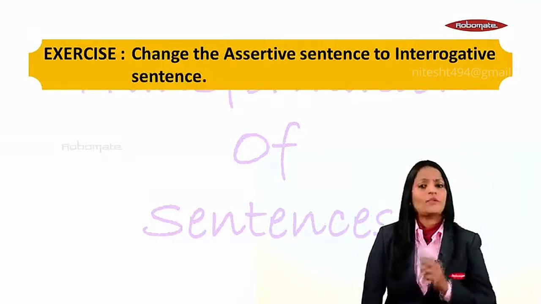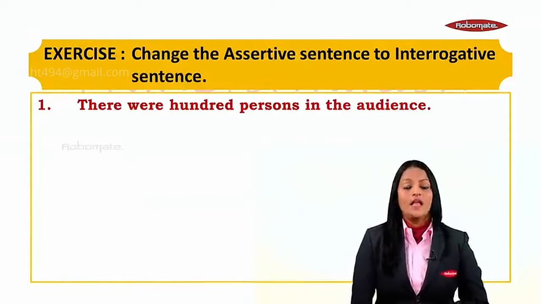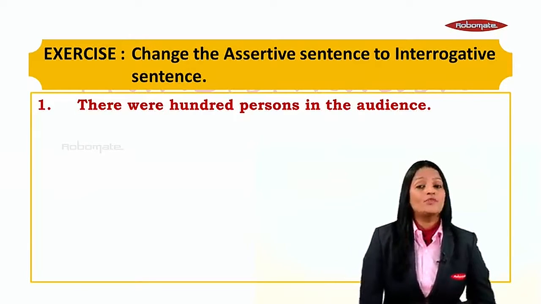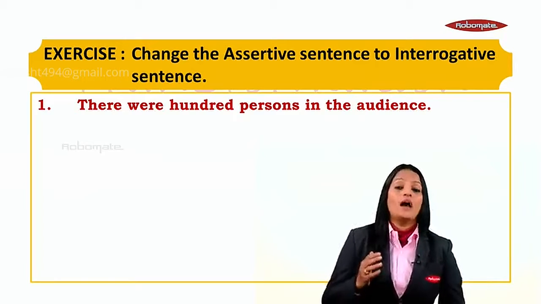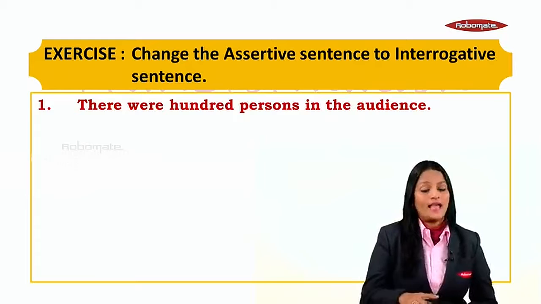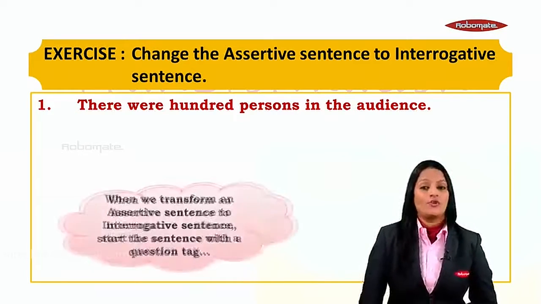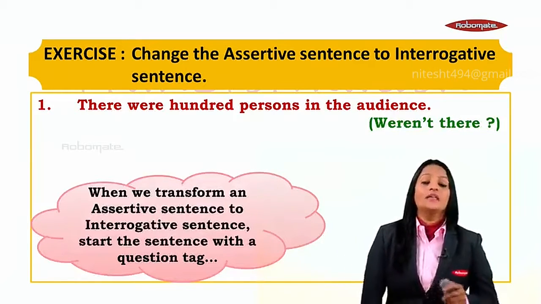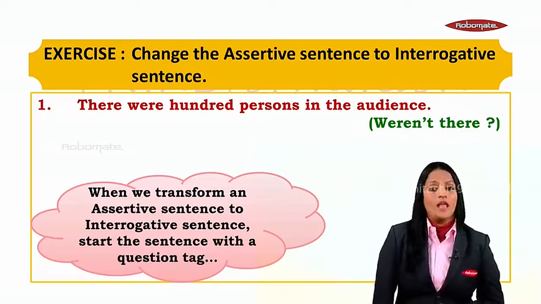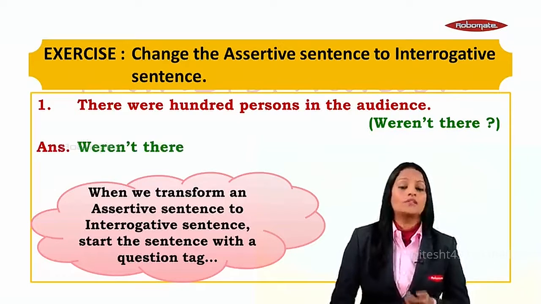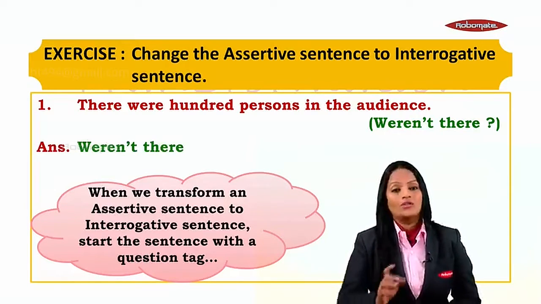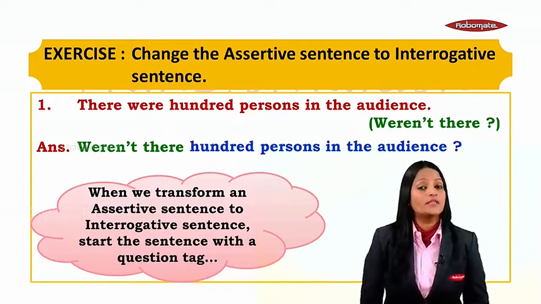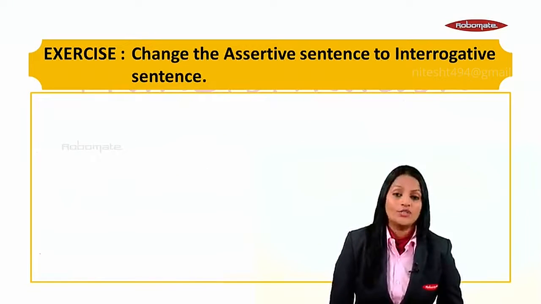Next, we go on to an exercise. There were 100 persons in the audience. Now here students, subject pronoun, of course it's affirmative. We are going to now use a negative tag and we're going to use the same tag to create an interrogative. So when we transform assertive to interrogative, we use a question tag. Here in this case, it will be weren't there. We will start with weren't there because here the subject is also there and the tag also has there. So weren't there, what do we do? We add the rest of it. 100 persons in the audience, okay? And we put a question mark.